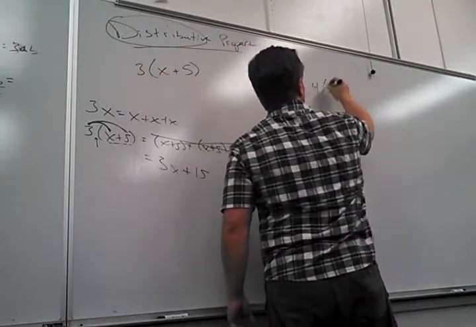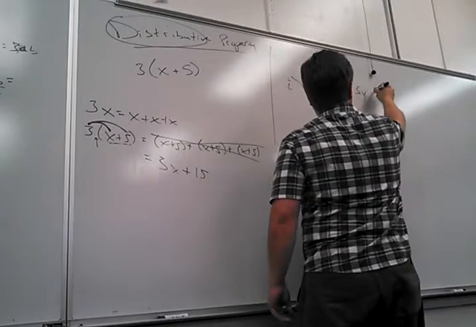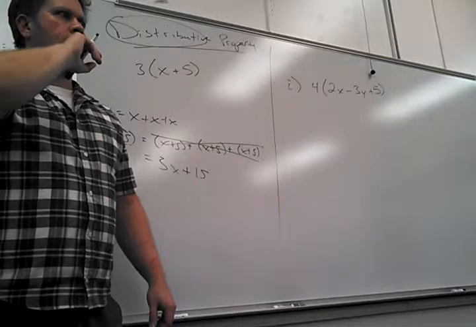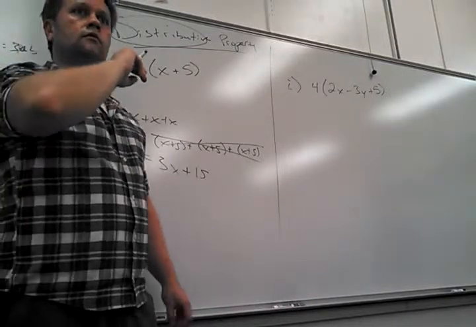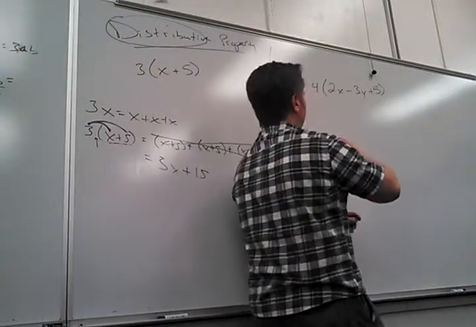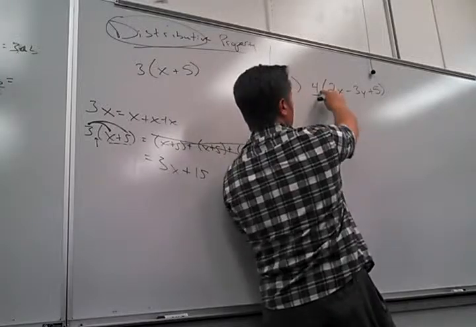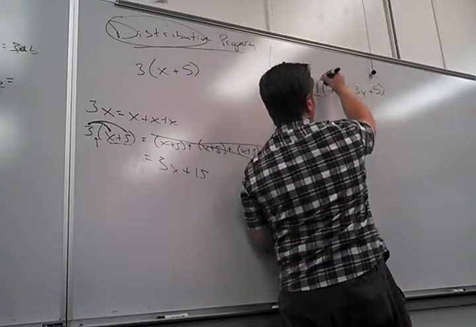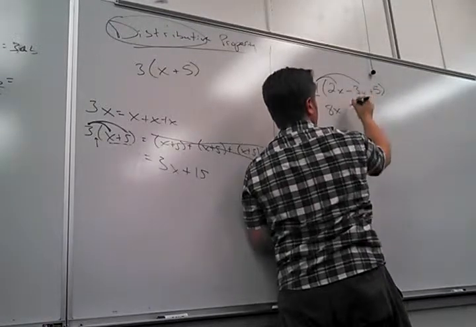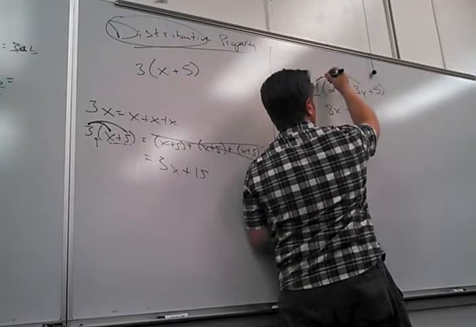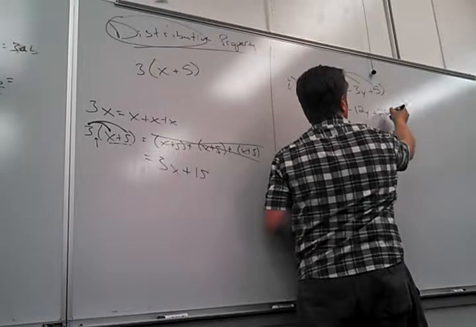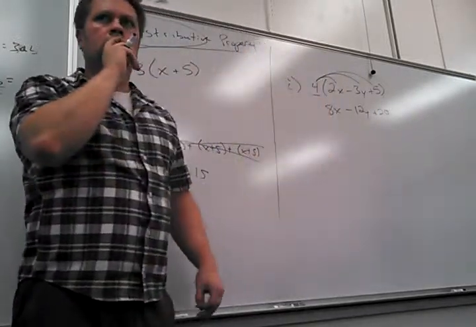What about... 8x minus 12y plus 20. Could be. So you take that 4. That 4 is multiplying by this whole thing. So you multiply by this piece, and what do you get? 8x minus 12y. I love it. Plus 20. Right? So it's a shortcut.